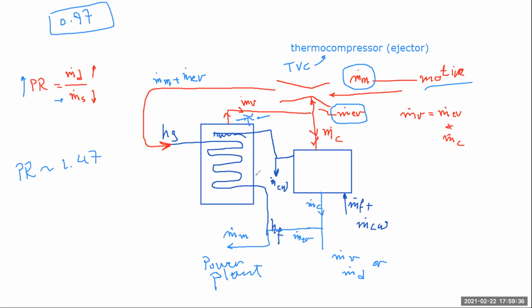Unfortunately, maybe only three companies throughout the whole world produce ejectors. We once did an analysis of an ejector, and we found that the first law efficiency of the ejector does not exceed 30%. And we also found that it has substantial entropy generation associated with it.